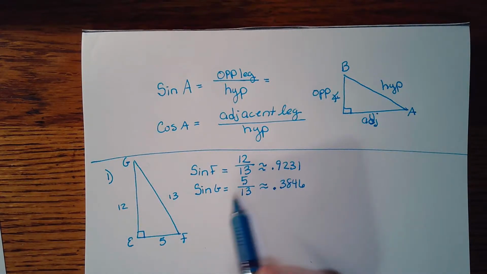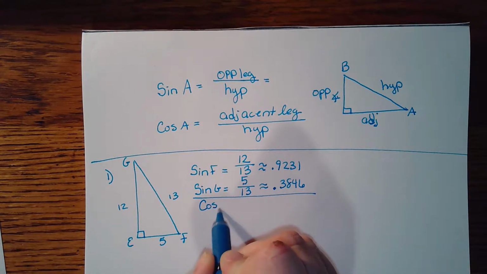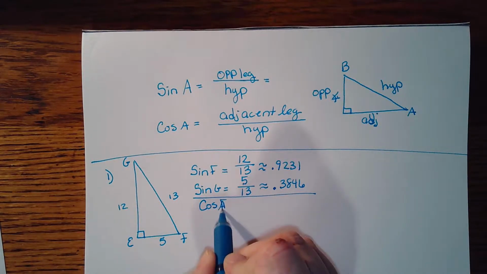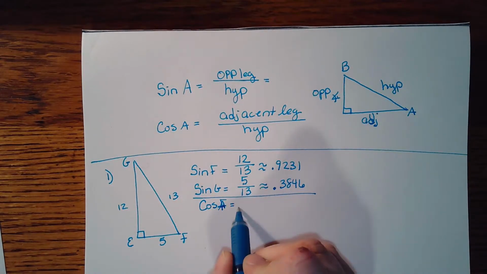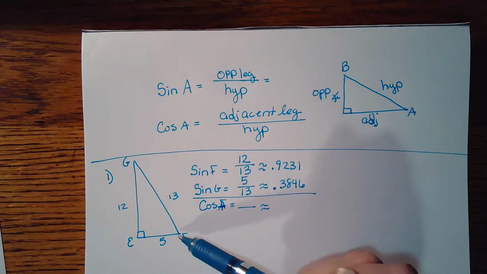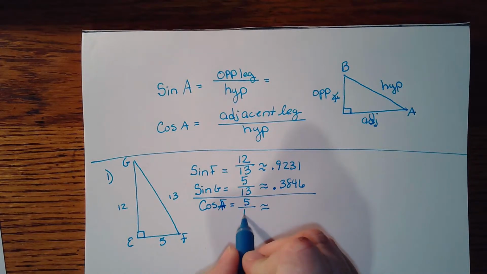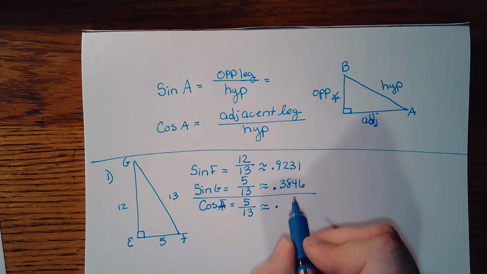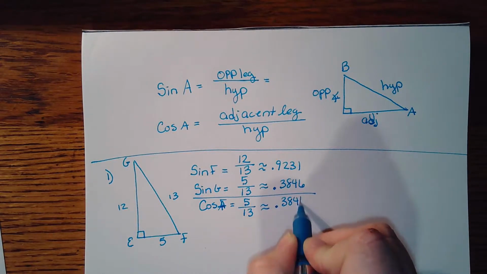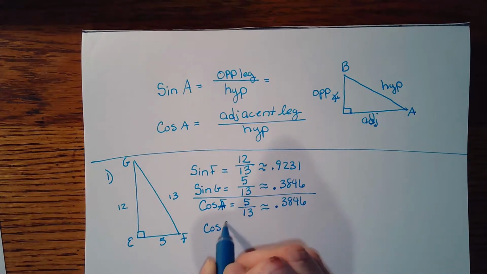All right, so now let's do cosine. Now you're going to notice an anomaly that happens with these. So cosine, in this case it's cosine F, not A. So cosine F is going to be, here's my cosine F. I need to do the adjacent, which makes it 5, and it's still over the hypotenuse. So cosine F is the same as sine G. Okay, so that's something you're going to notice that happens. So that means cosine G should be the same as sine F.